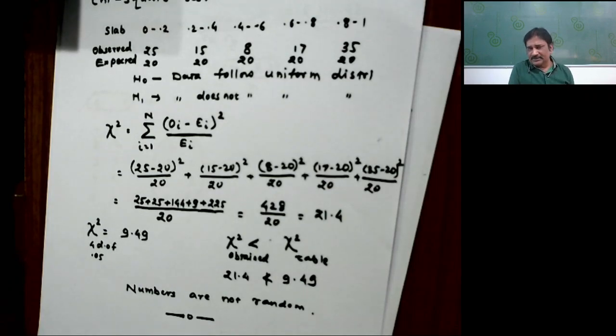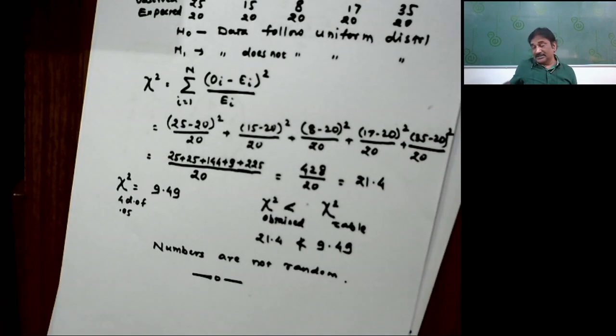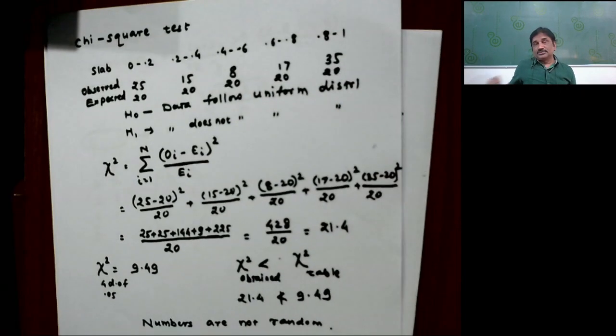Very simple, and these tests are not just used to test uniform distribution. The Kolmogorov-Smirnov test can be used to test any other distribution as well. The chi-square test is also used to verify whether data follows a certain given distribution or not.